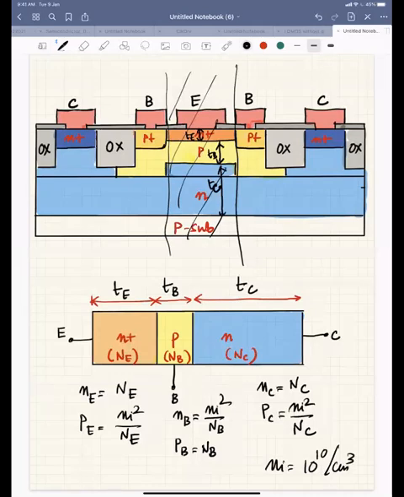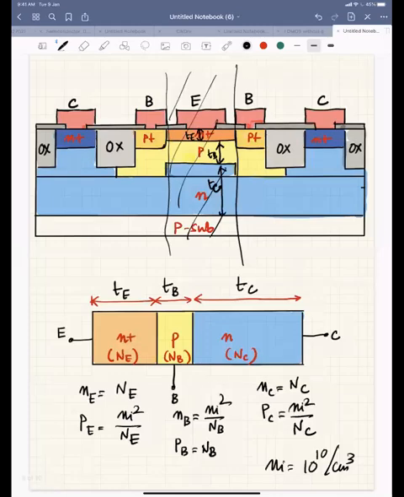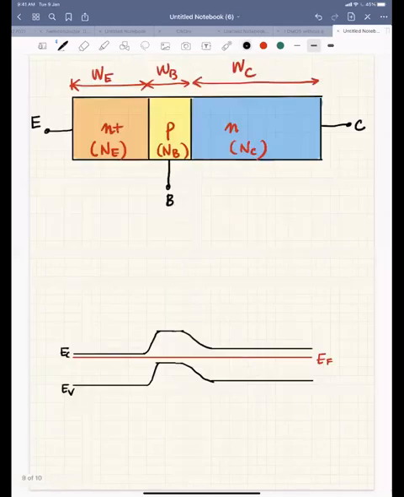Now we'll take this device and analyze it, and after we analyze the intrinsic part, we'll come back to the extrinsic part, and how the extrinsic part influences the device characteristics. Before going to the device analysis, let's look at the band diagram, because the band diagram is very important in understanding the device.